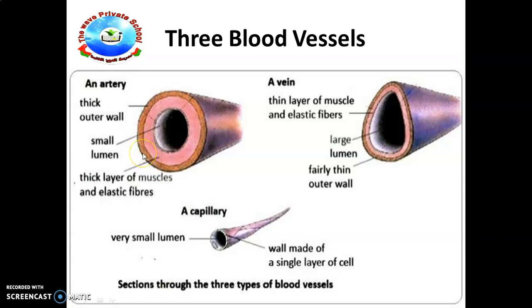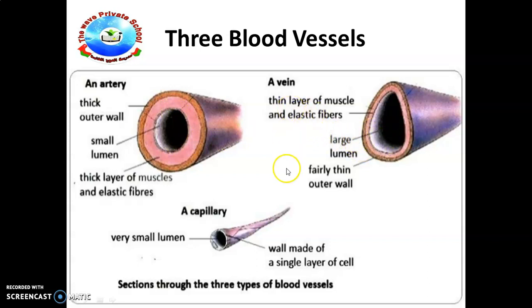Okay, and comparing these two, for the flow of blood the artery has the smaller lumen, because the blood flowing from the heart is pushed at high pressure. When the heart is pumping the blood, the contraction of the muscular ventricles pushes blood into the arteries at high pressure, so there is no need of more space here to flow. So that is why the arteries have a small lumen when compared to the vein.